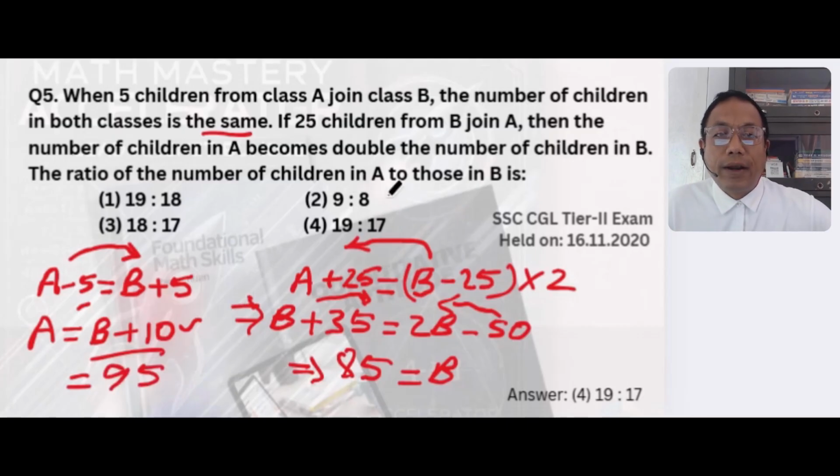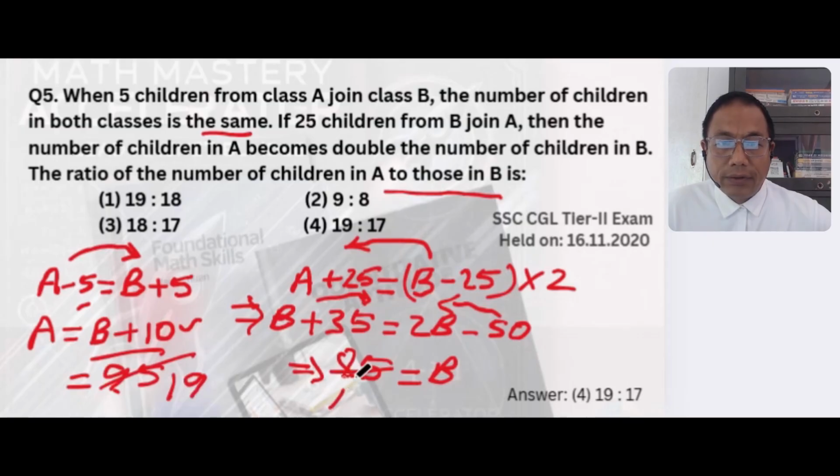We are asked to find A to those in B, A by B. Can I cancel? I can cancel with 5. 5, 1 is 5, 4, 5. 5, 9, 45. 5, 1 is 5, which will have 3, 5. 5, 7, 35. A by B is 19 by 17. I have 19 by 17. Option 4 is the right answer.